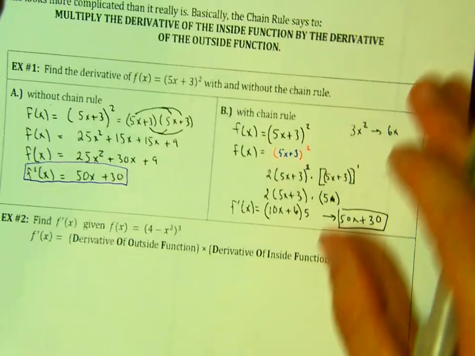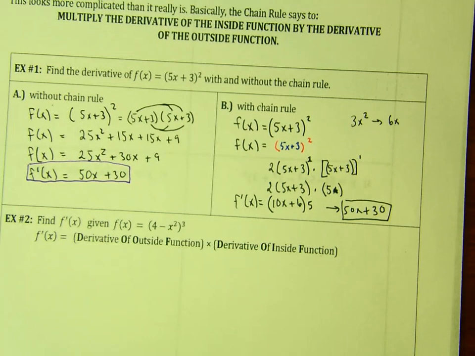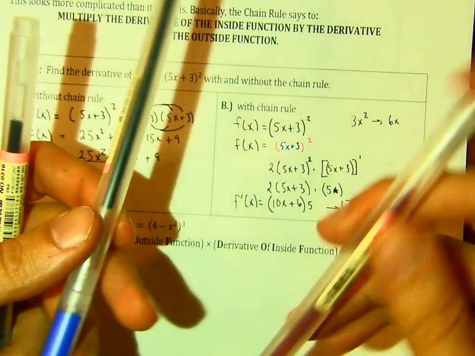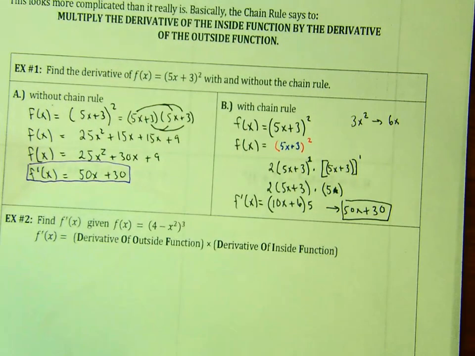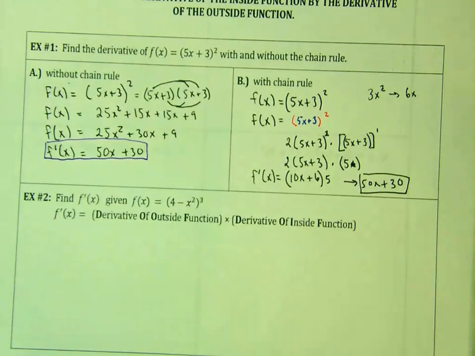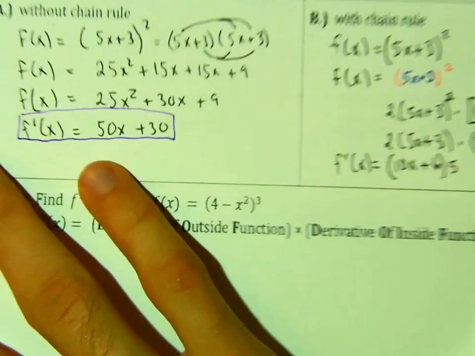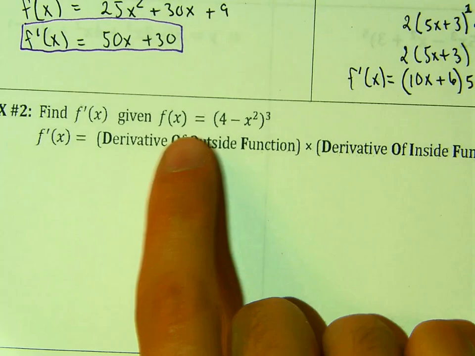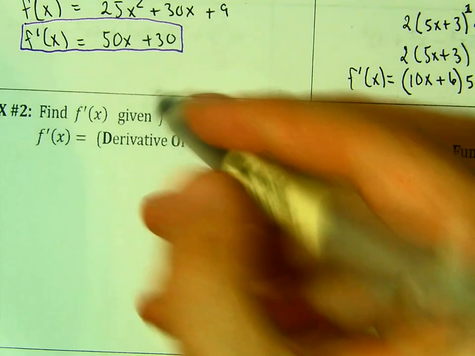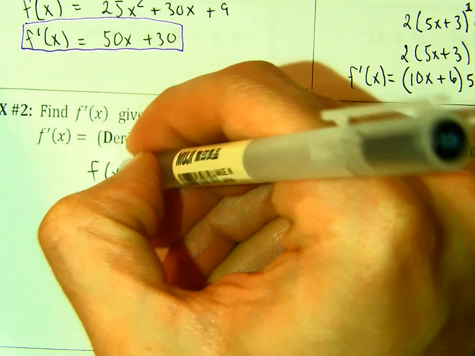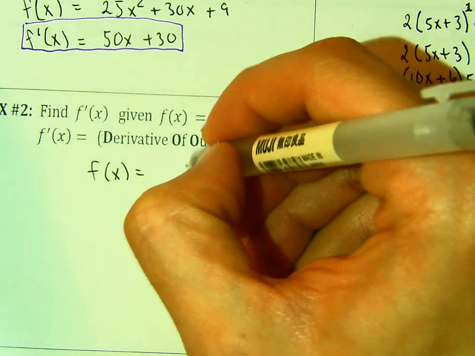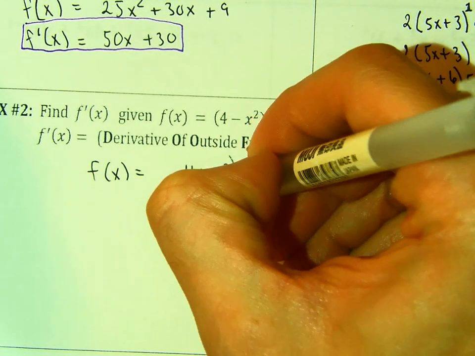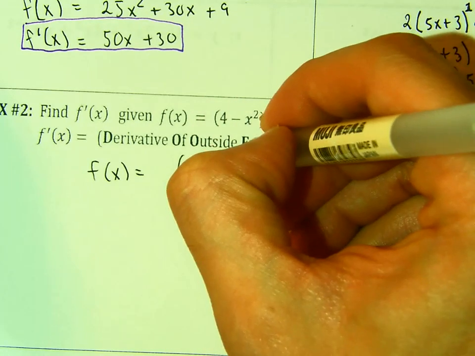So let's do the next question. What I want you to do is get your red, get your blue, okay? And let's set this one up. So let's look at example number 2. Let me zoom in. So here, let's say we have f of x. First, let's write it: f of x equals 4 minus x squared, the whole thing cubed.